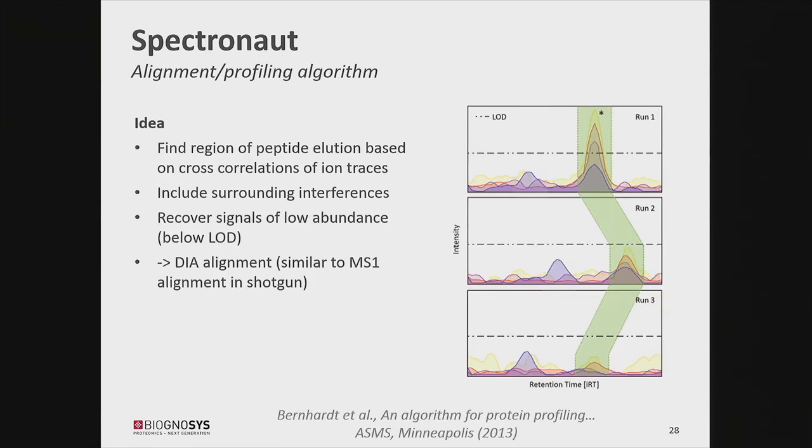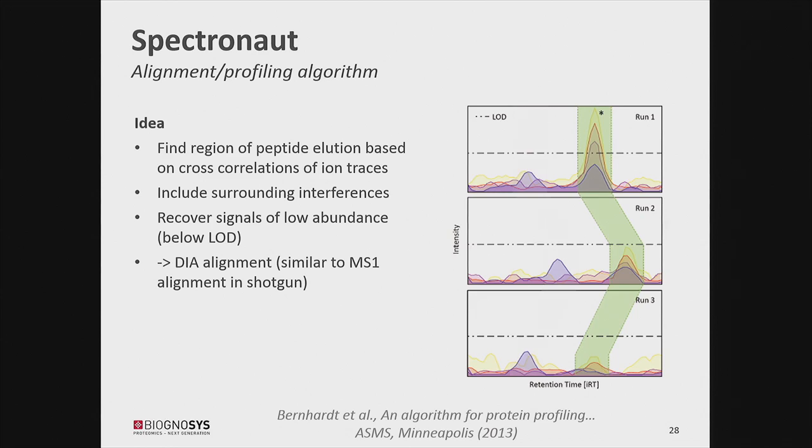Okay, then we also have implemented a profiling algorithm in Spectronaut. You could say this is the analog to the MS1 alignment in shotgun. We presented this at the poster in 2013. So the idea was that you would find the region of elution of a peptide that is below the limit of detection. So this would be the limit of detection.